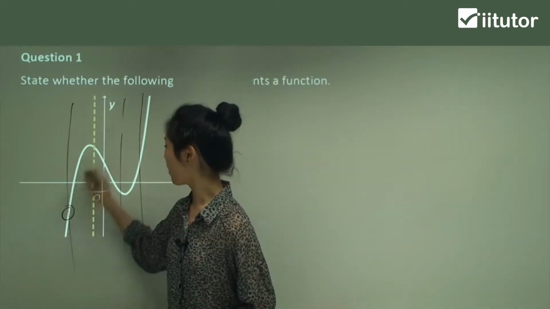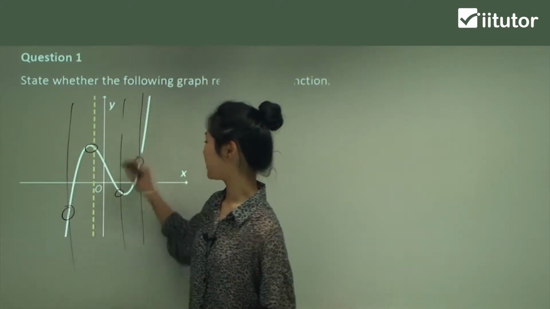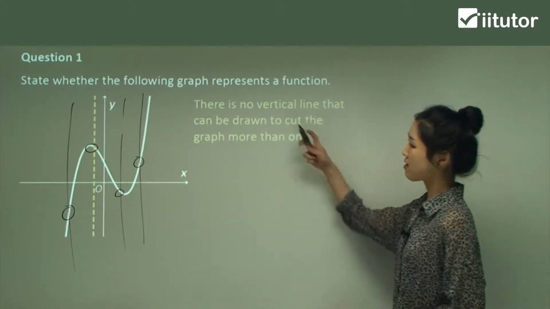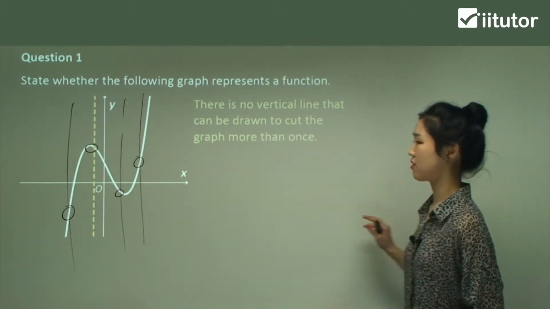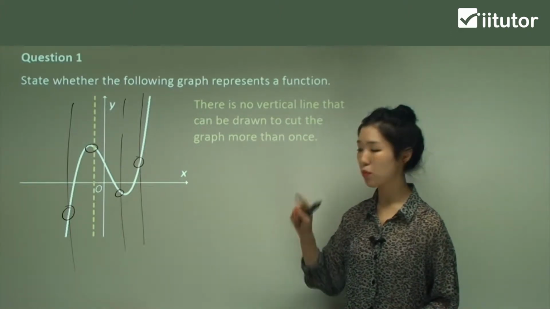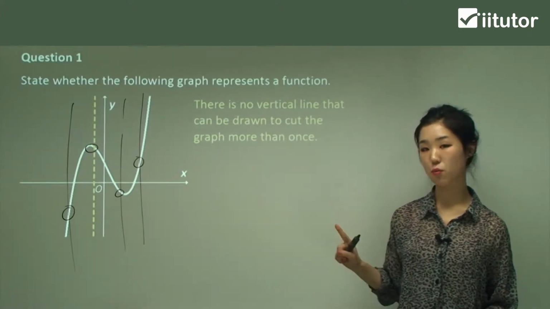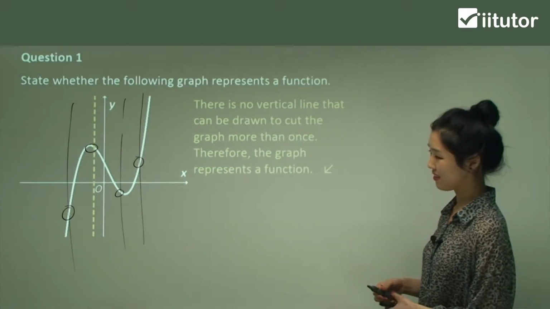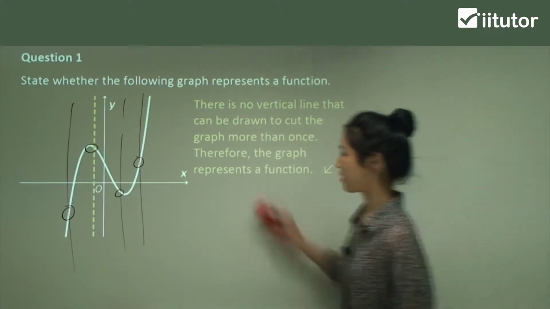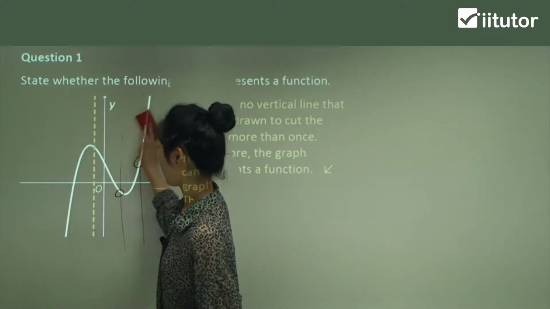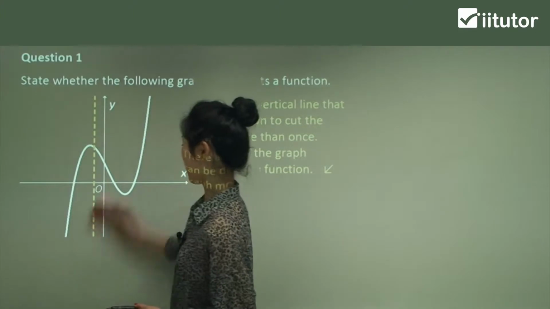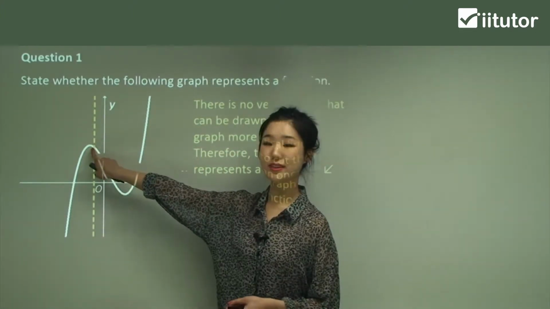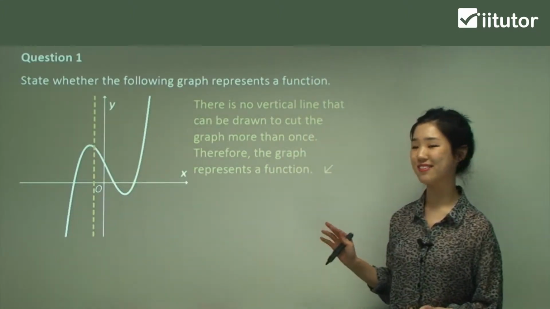See how they all have one point of intersection with the graph and the vertical line? Therefore, there is no vertical line that can be drawn to cut the graph more than once. There's only one point of intersection for each. It only touches the graph once. Therefore, the graph represents a function. Does that make sense? Okay, that's all you need to do, guys. Just draw a simple vertical line and you'll see whether it's going to be a function or not, just like I did here. Okay, only one point of intersection. That's all there is with this test.